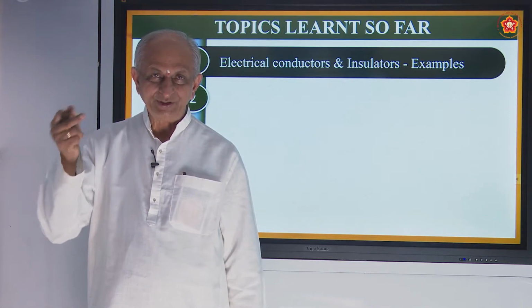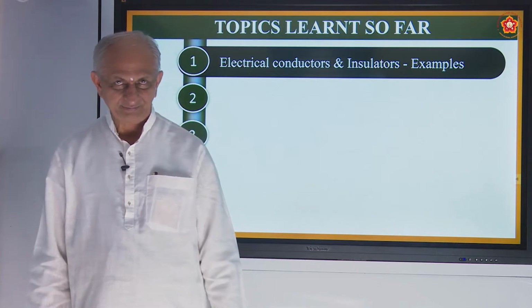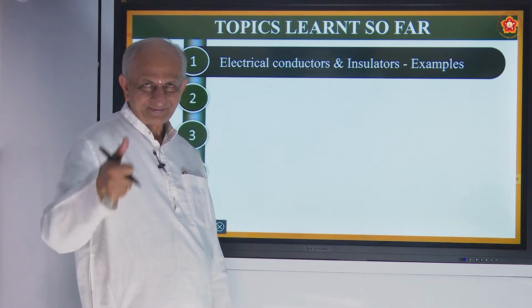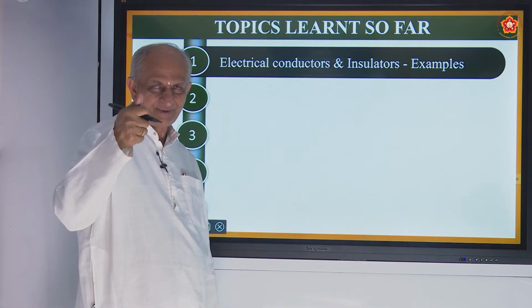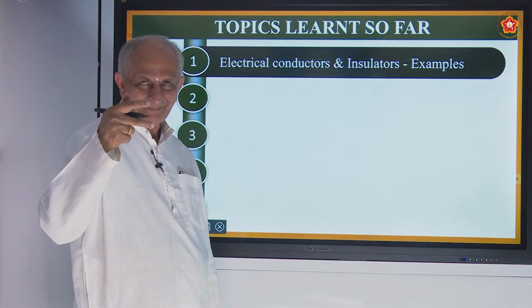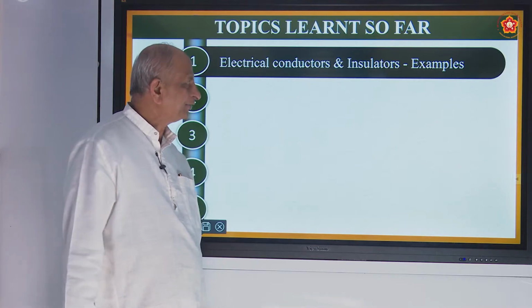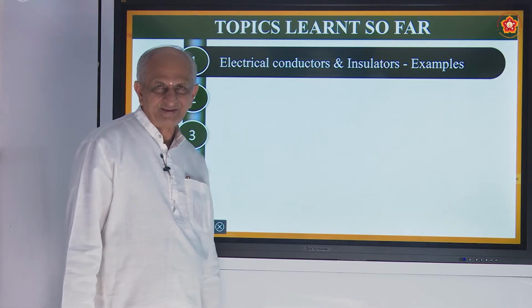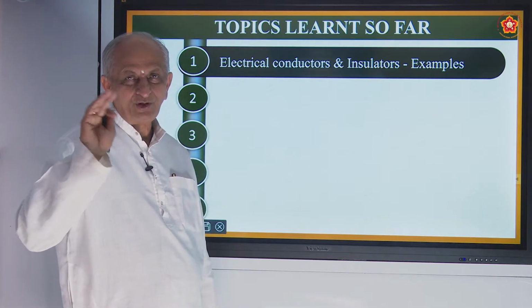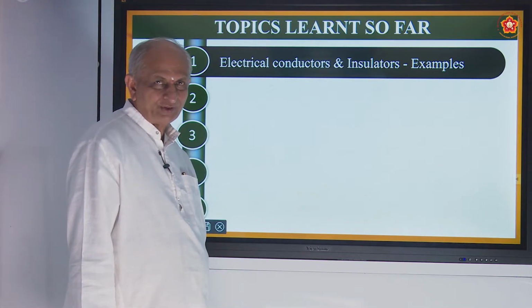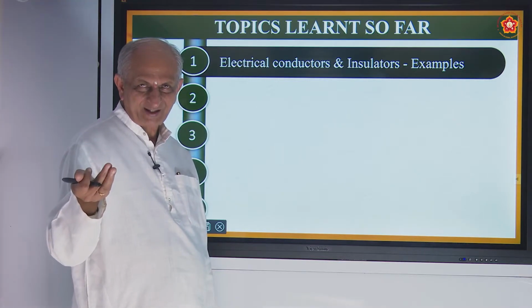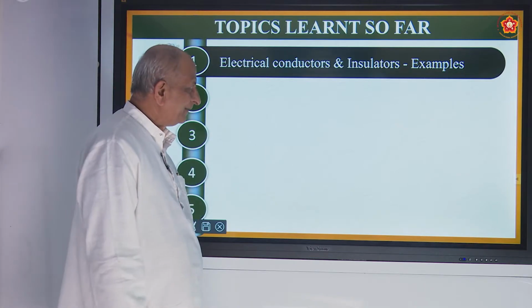Substances which allow the flow of electric current. Can you name some of them? Correct? Copper, aluminium, then what? Platinum, gold, silver and so on. What about insulators? They are just opposite to this. They do not allow the flow of current through them. Can you name? Wood, paper, glass, rubber, etc.